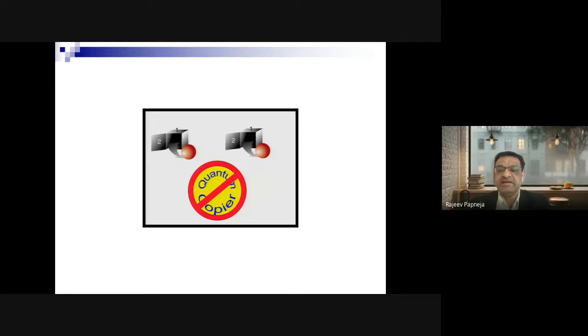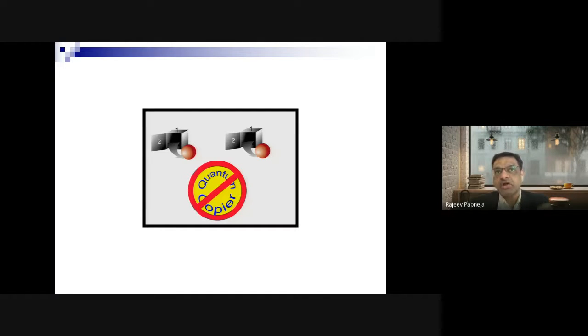And the reason is that the copier, in order to copy the color of the ball that's inside the box, has to look inside the box. It has to open the box in some way, and it might guess correctly the door we used, and then it would be able to copy the information without any problem.